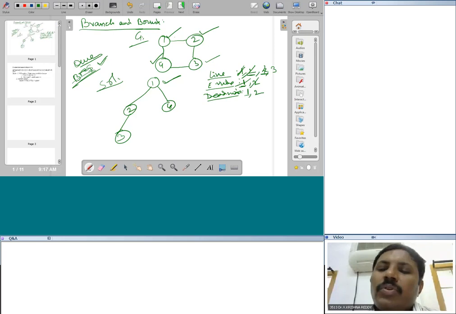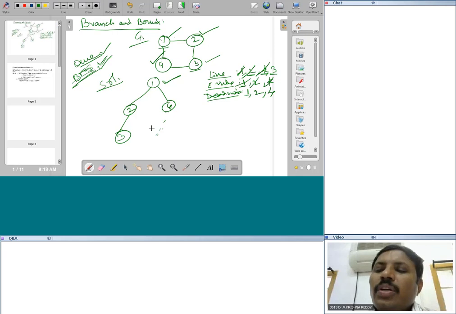Out of these two live nodes, I want to select one node to expand on the basis of the BFS technique. BFS is nothing but a queue. Queue is nothing but first in, first out. What is the first generated value? 4. So I have to select 4. Next expansion is from 4. Two adjacent nodes are there, 1 and 3, but these are already visited. There is no scope for expansion, so we have to move it to the dead node.